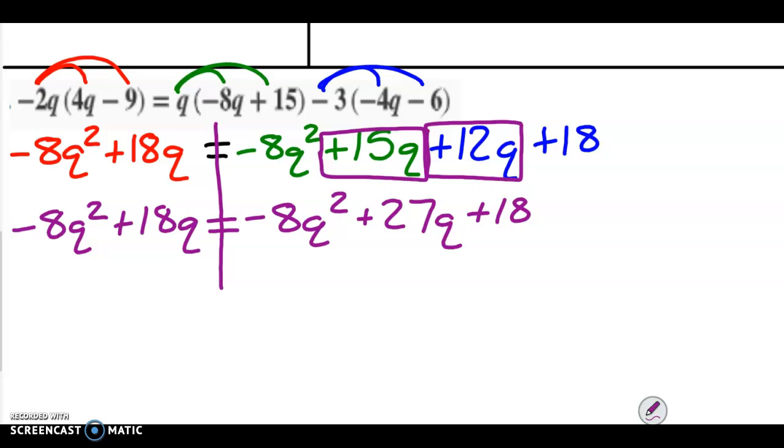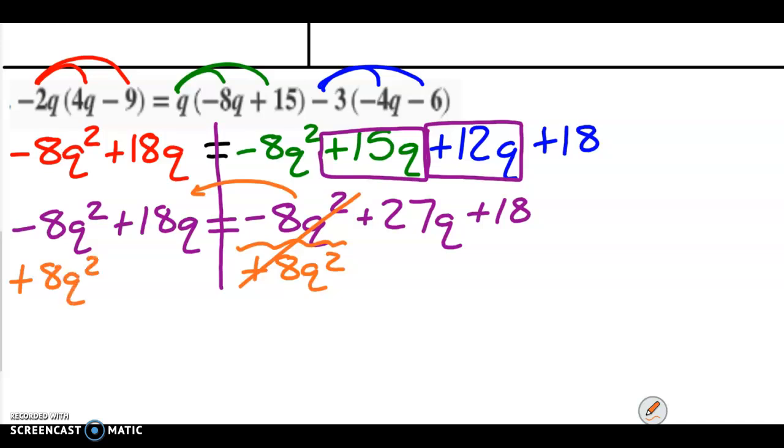Well, we've got to get these variables on the same side as each other. So the first thing I'm going to do is take this negative 8q squared. I want to get it over to the left-hand side. In order to cancel that out, I'm going to bring in a positive 8q squared, so it cancels out on that right side. So I add it to the other side as well.